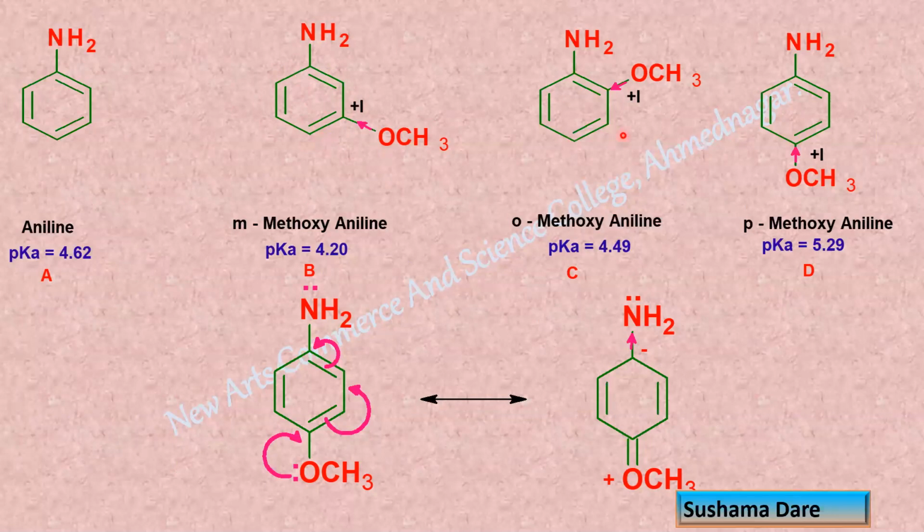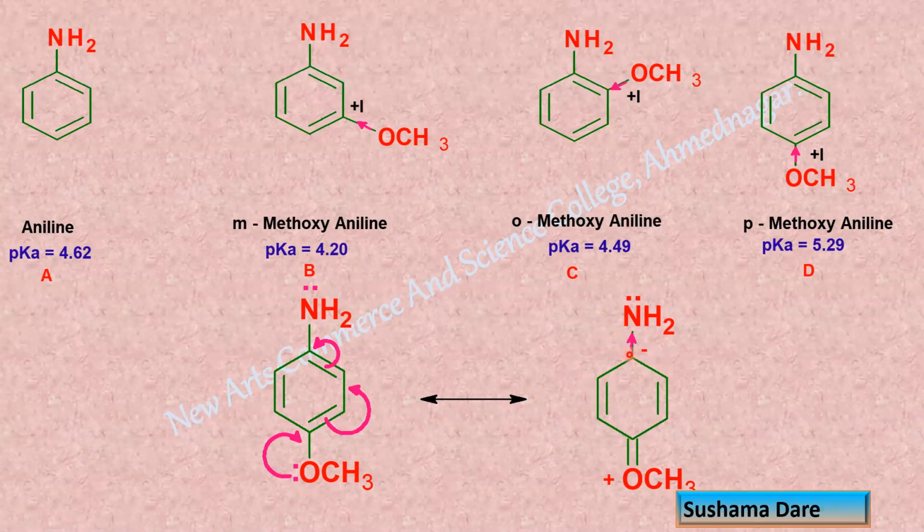Again, this effect is prominent when the methoxy group is present at ortho and para position as compared to meta position. We can see the pK value go on increasing from A to D. So automatically basicity also increases from A to D. So this is the resonating structure where the methoxy group transfers its electron density to that carbon atom which is attached to the nitrogen atom. So now here we can see which effect.